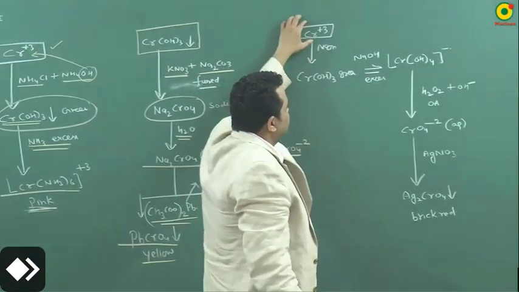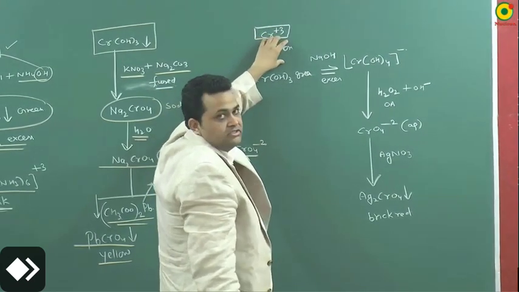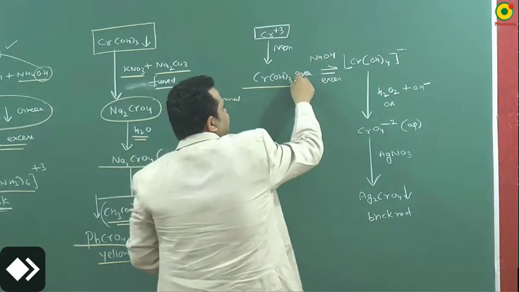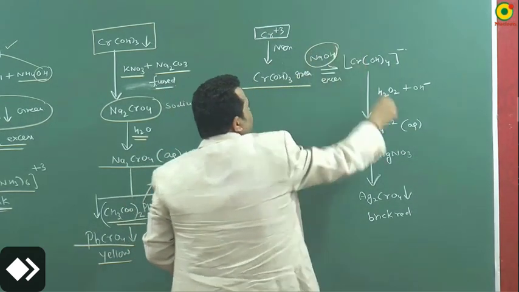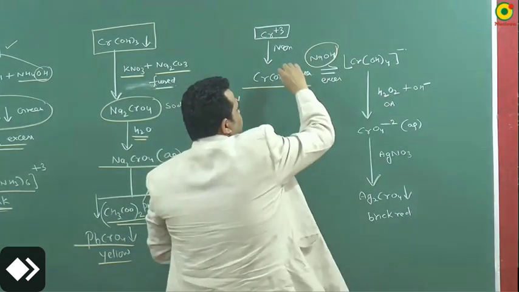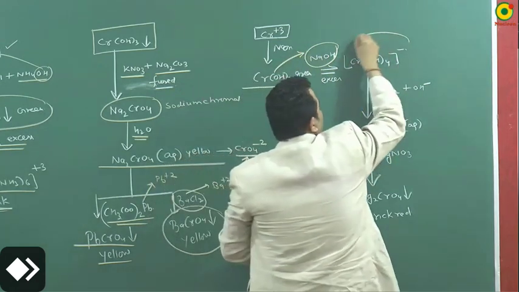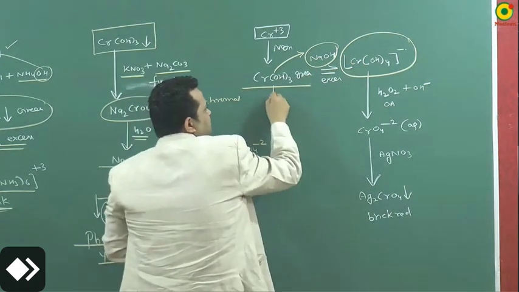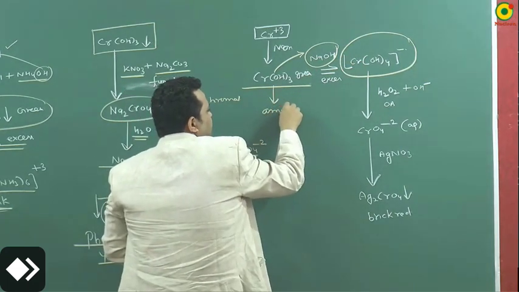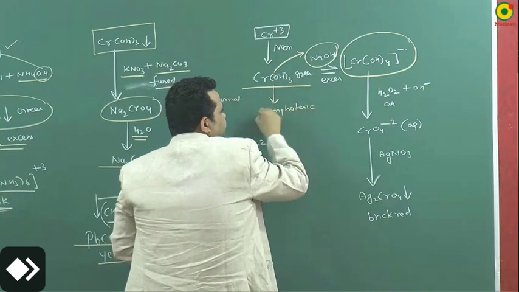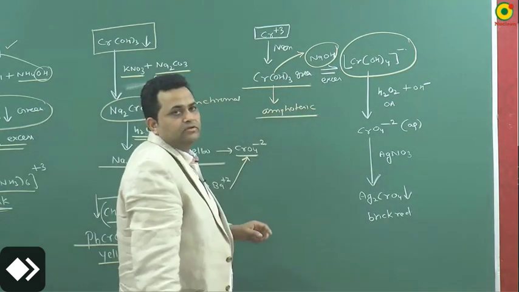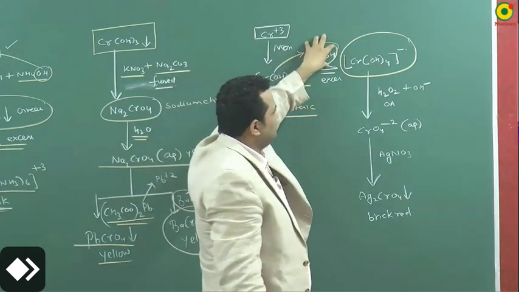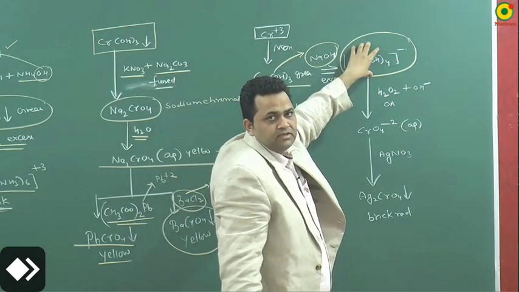Next reaction, if Cr3+ solution, NaOH is added, again green precipitate is formed. In the green precipitate, if we add excess of NaOH, this precipitate is soluble in NaOH, forming a complex [Cr(OH)4]-. This is reacting with NaOH, meaning it is also an amphoteric hydroxide. So Cr3+ with NaOH gives green precipitate which is soluble in excess of NaOH, forming this complex.